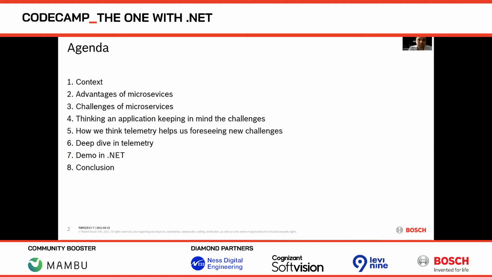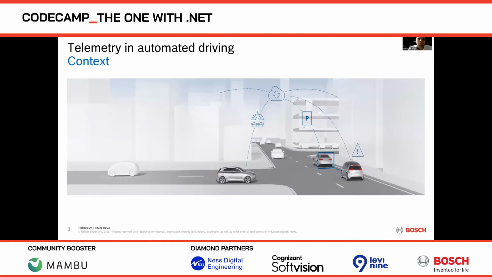Of course, there will be a deep dive in telemetry provided by my colleague Mihai, and a demo of how we use telemetry in .NET and how easy it is. And then, of course, we conclude our session. So, a little bit of the context.